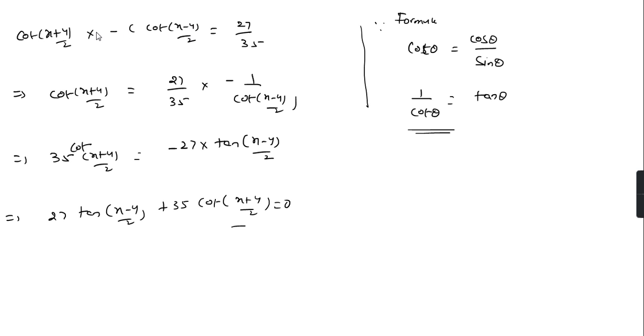This into will be converted to the other side, and we get divided by, that is 1 by cot of (x minus y) by 2. Therefore 1 by cot is nothing but tan theta, that is tan of (x minus y) by 2. This is a minus, the minus will be converted to this side, and we get plus. So finally we get 27 tan of (x minus y) by 2 plus 35 cot of (x plus y) by 2 is equal to 0.